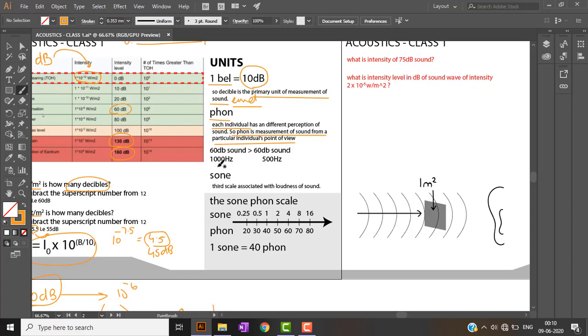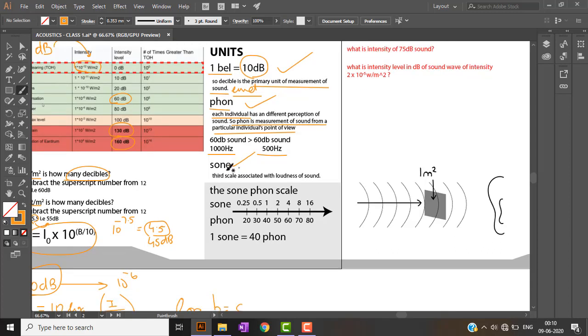So a 60 dB sound with a frequency of 1000 Hz will be louder than a 60 dB sound with a frequency of 500 Hz. So the first unit is bel, decibel, the second unit is phon, and the third unit we are going to see is sone. So sone is the third scale which is associated with loudness of a sound.